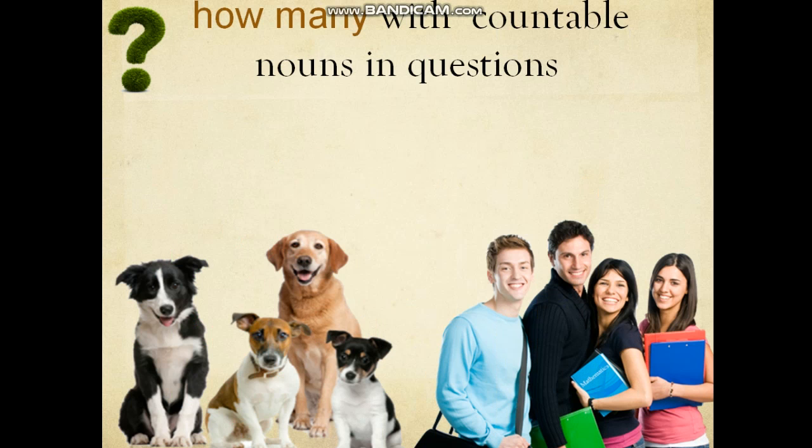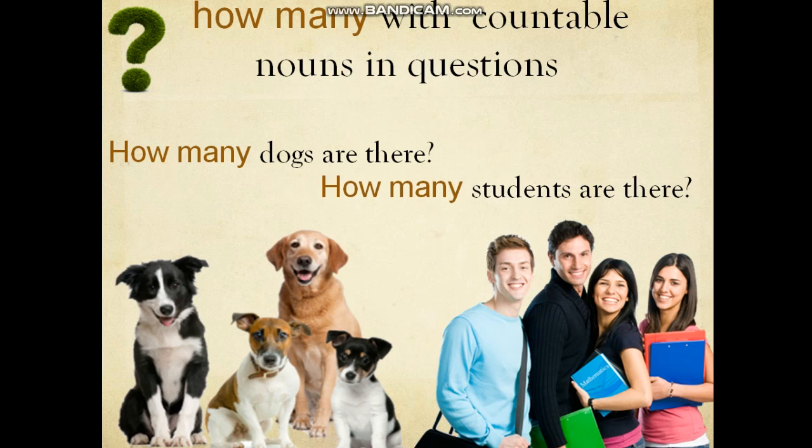And the next quantifier is how many. We use how many with countable noun in question. Example, how many dogs are there? The answer is 4 dogs. That's because we can count the dogs.